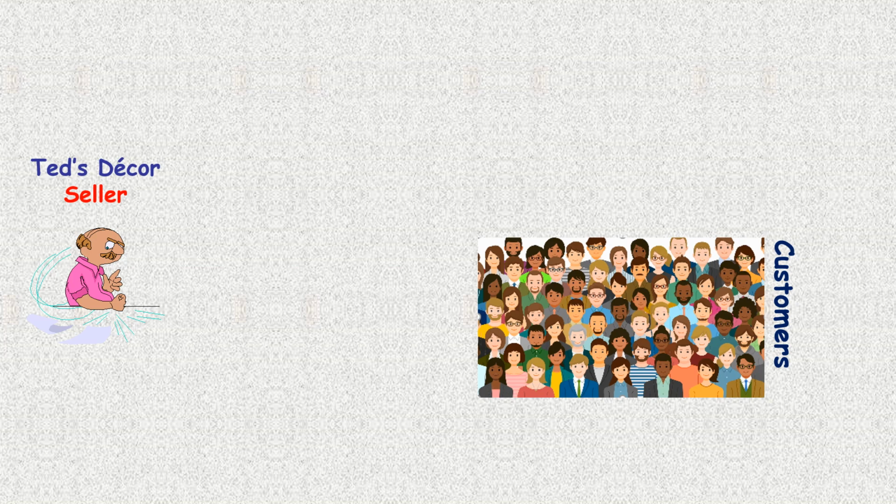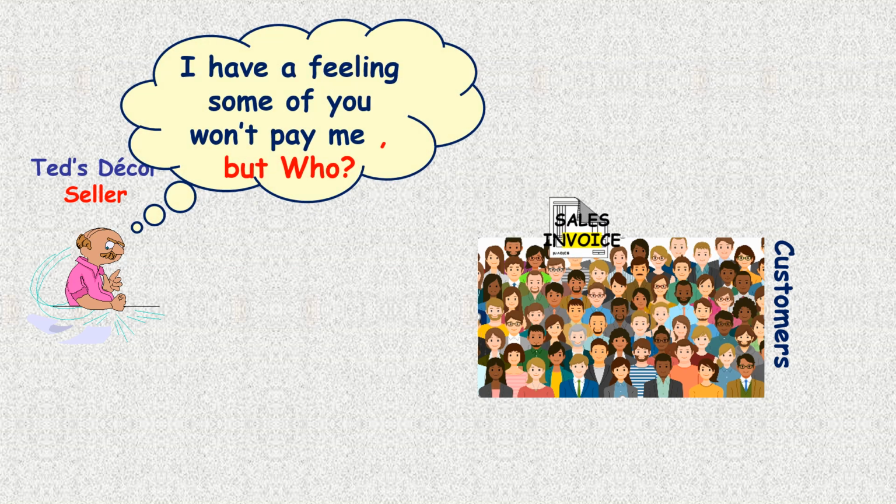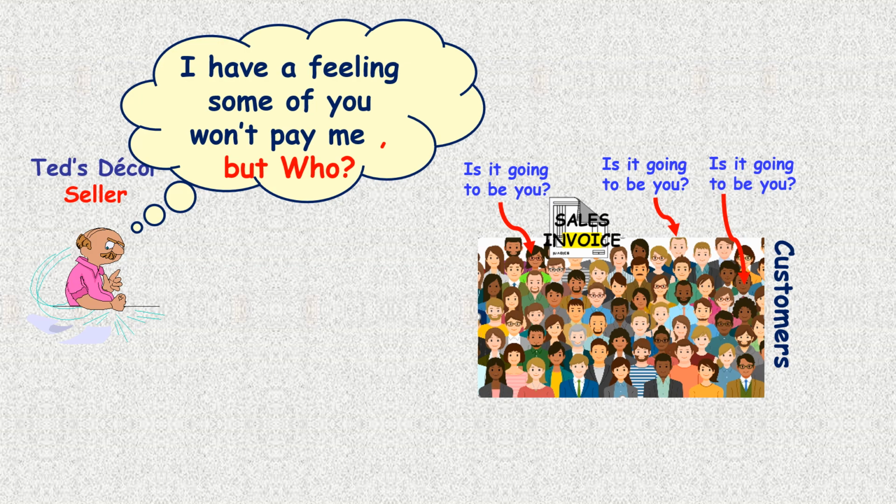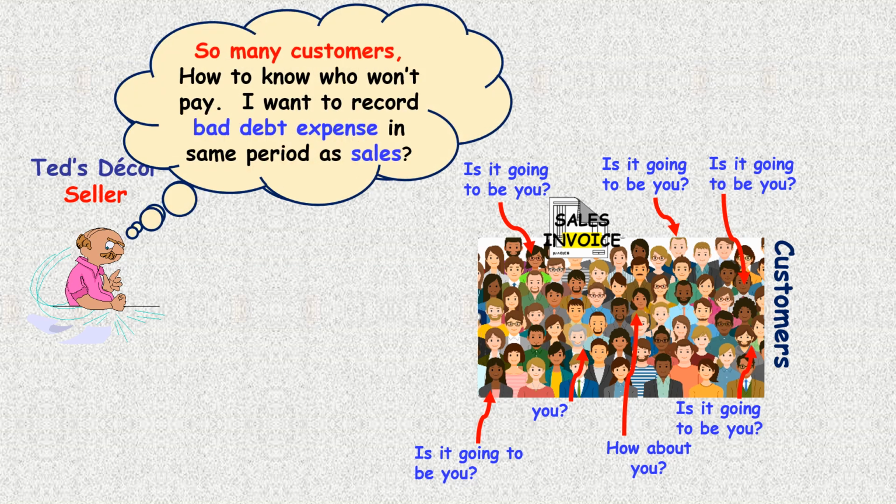To illustrate that one more time, let's look at this example. Ted, the seller, is selling to his customers and allowing them time to pay. So Ted thinks, I have a feeling that some of you won't pay me, but who would that person be? Is it going to be this customer, that customer, and so on? He does not know who pays. There are so many customers, and how to know who won't pay? And Ted wants to record the bad debt expense in the same year as the sale. So here is the problem.